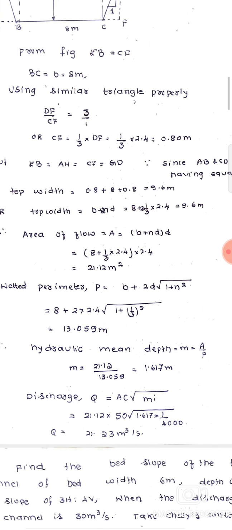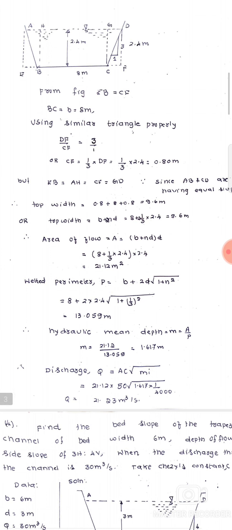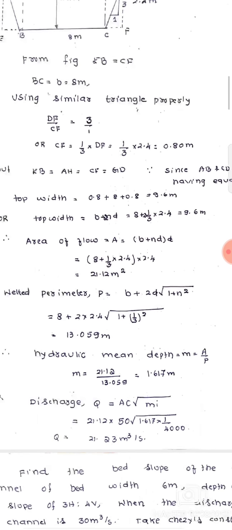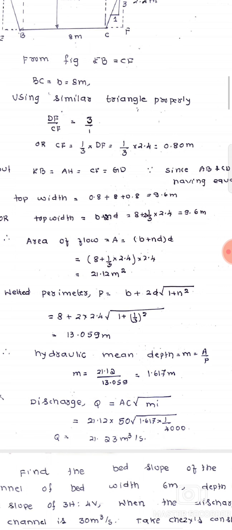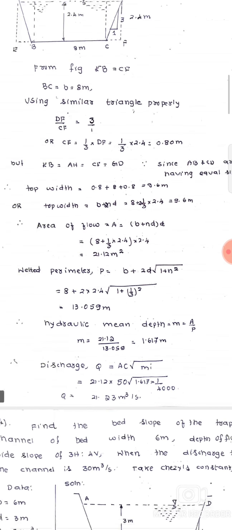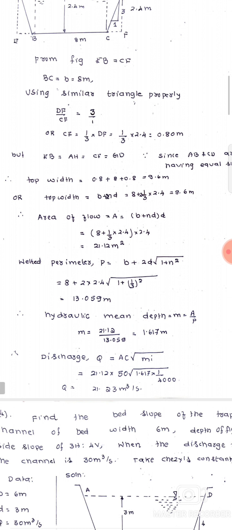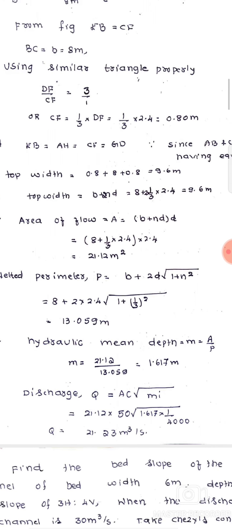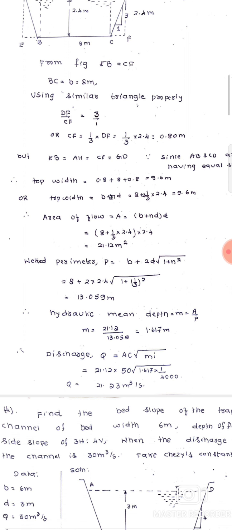The top width you can also calculate in other terms, that is B plus 2nD. So we have 8 plus 2 into n, which is 1 by 3, into 2.4, and we get 9.6. So it is one and the same. You can calculate it in either way: 0.8 plus 8 plus 0.8, or in terms of B plus 2nD. You should remember the equation to find the top width: it is B plus 2nD.